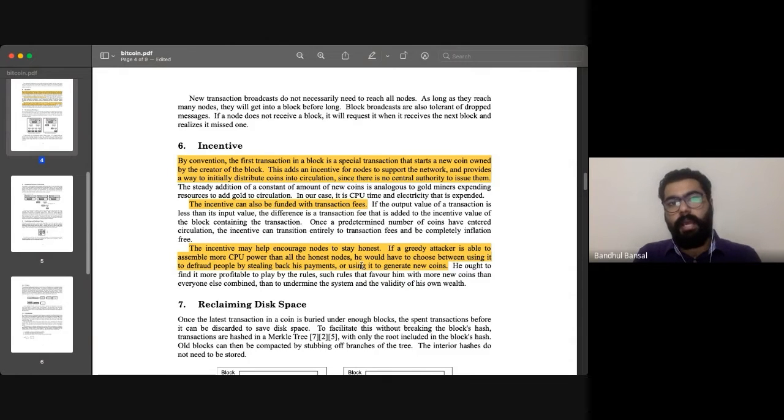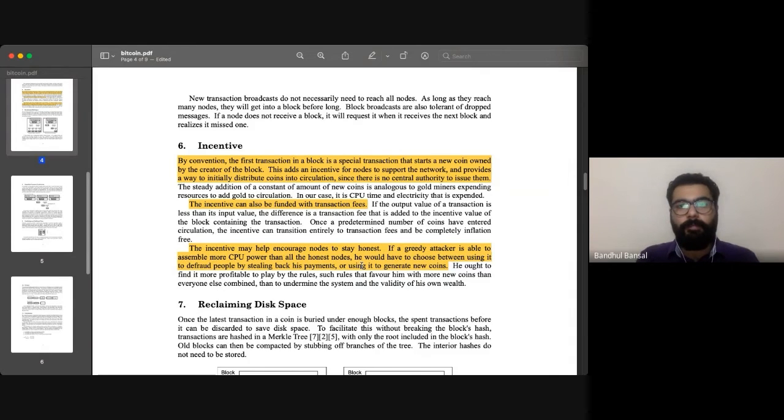If in case an attack happens, right, if a greedy attacker is trying to take advantage of the system itself and has a lot of computing power at the same time, what can be done is that he could either generate some money out of it, or maybe steal some payments. But then again, if he destroys the network itself, he'll be affecting his own wealth as well along with the network.